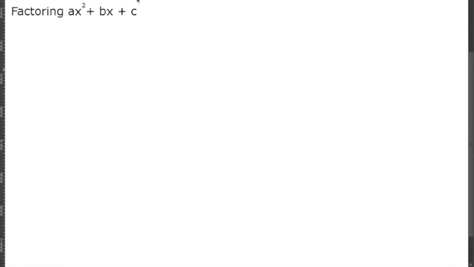In this video, we are going to go over factoring ax squared plus bx plus c. Let's look at this in the reverse direction first. If you had 3x plus 5 times 4x plus 2, we're going to FOIL that.